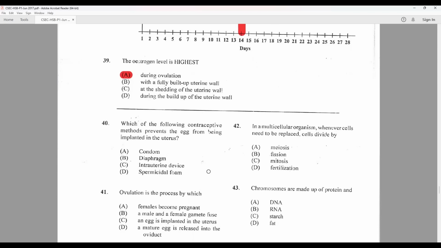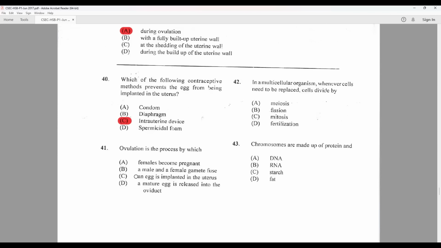Question 40. Which of the following contraceptive methods prevent the egg from being implanted into the uterus? A condom doesn't prevent the egg; that prevents the sperm. The diaphragm also prevents sperm. Intrauterine device, that one prevents the egg. Spermicidal foam also prevents sperm. So the answer is C.